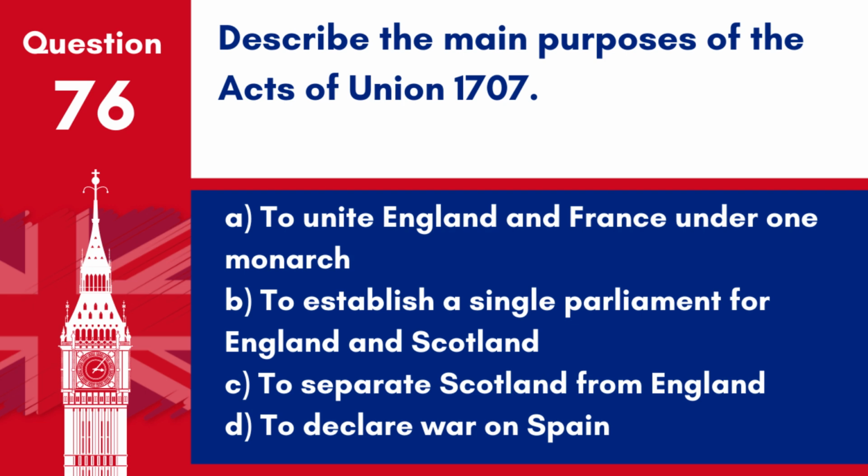Question 76. Describe the main purposes of the Acts of Union 1707. A. To unite England and France under one monarch. B. To establish a single parliament for England and Scotland. C. To separate Scotland from England. D. To declare war on Spain. Answer: B. To establish a single parliament for England and Scotland. The Acts of Union 1707 united the kingdoms of England and Scotland under the name of Great Britain, with a single parliament situated in Westminster.